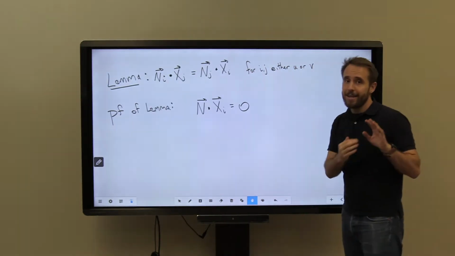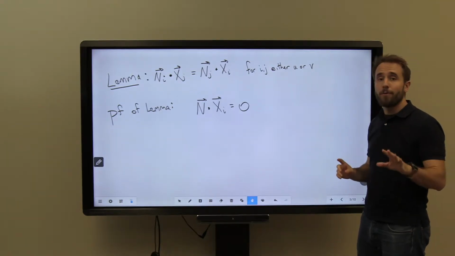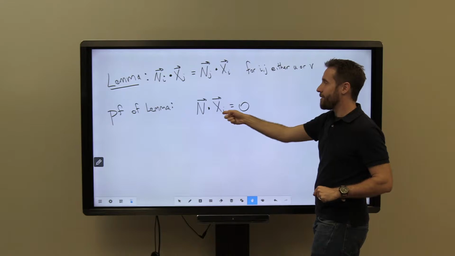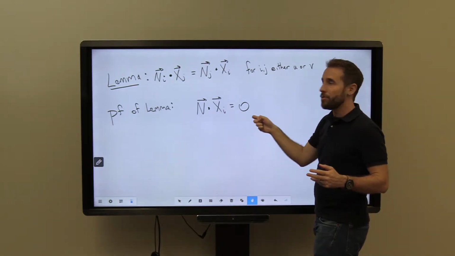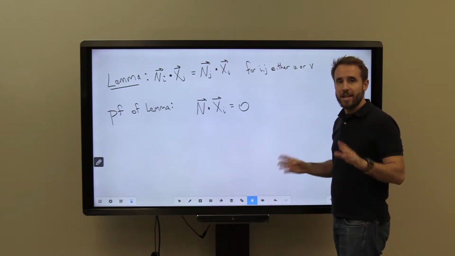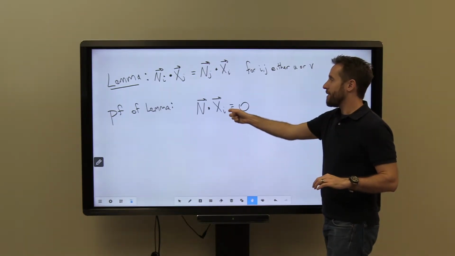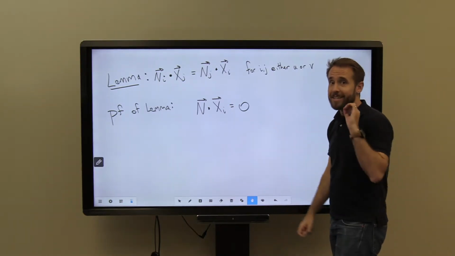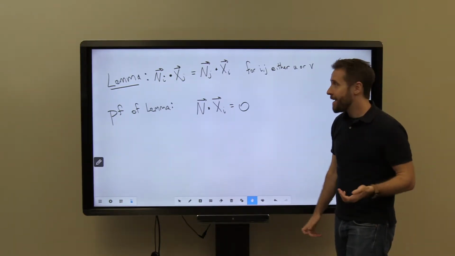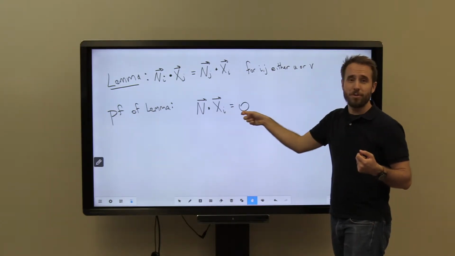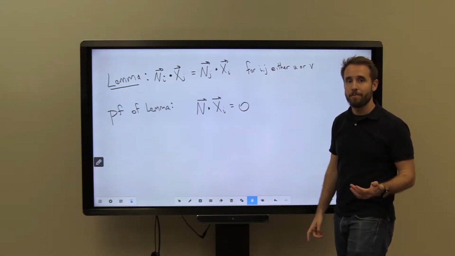Well, the key observation is going to be that for our parameterization, this expression, n dotted with x sub i, is equal to 0. The reason for this is that given any parameterization x sub i, remember, this is a stand-in for u or for v, x sub u and x sub v both lie tangent to our surface. N is a normal vector. It's normal to the surface, and so the dot product of those two things should definitely be 0.